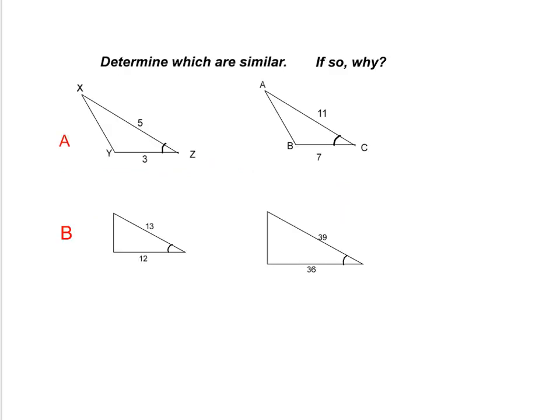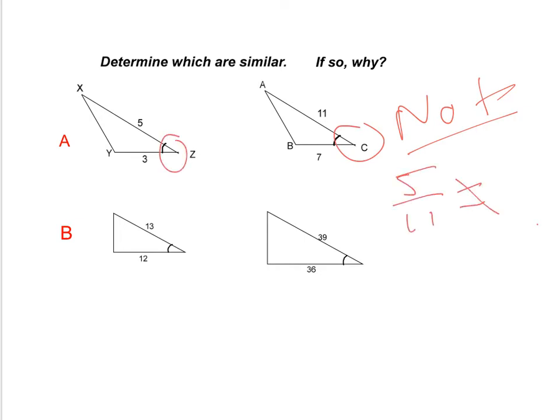All right, let's play a game. This game is called Sim or Not. So the pair of triangles in A, sim or not? Not. Very good. And the reason is because our ratios are not the same. Yes, we have the equal angles, but 5 to 11 does not equal 3 to 7.